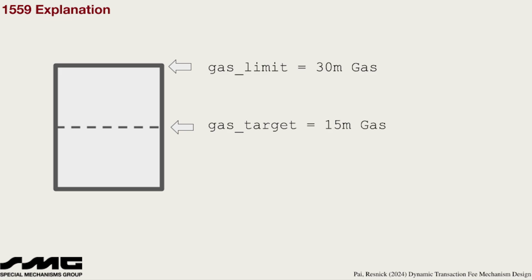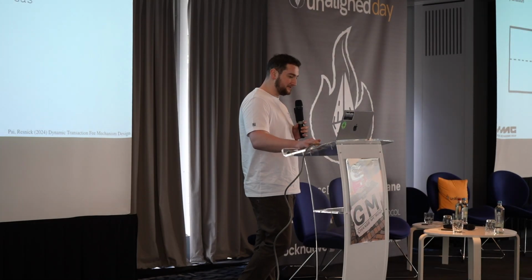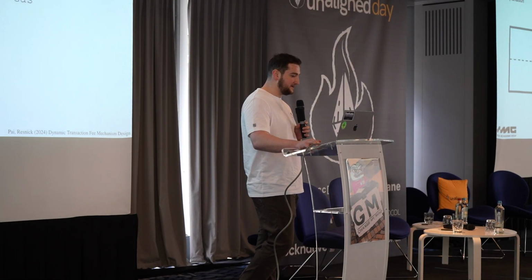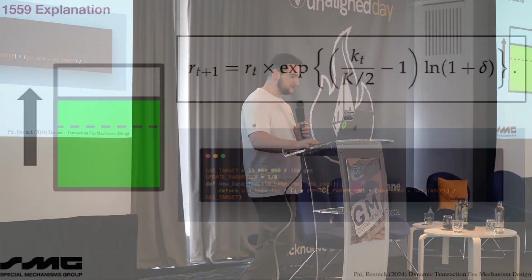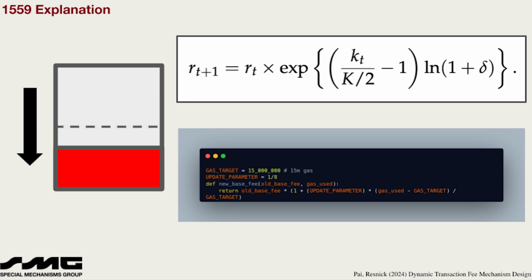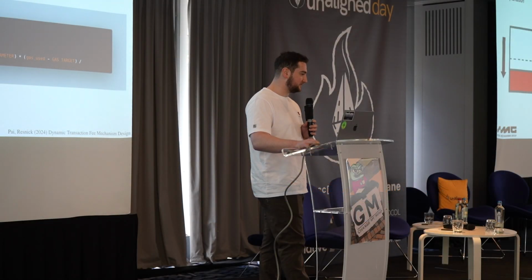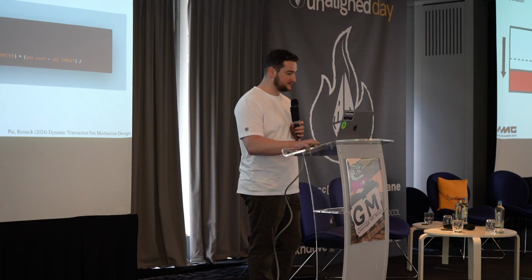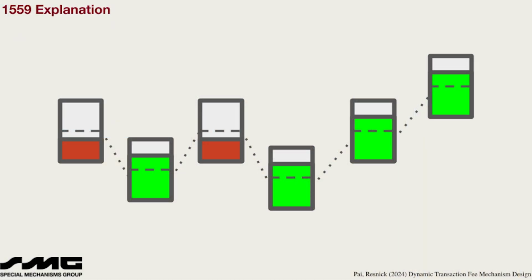Basically, you have a block. Right now we have the 30 million gas limit. We have 15 million gas. We want to keep it at, on average, 15 million gas over time. So if the block is more than half full, we think the price for gas is too low, so we're going to raise it in the next period according to this formula. And if the block is less than half full, we're going to lower the price because we think the block is not full enough. And that's basically how 1559 works.